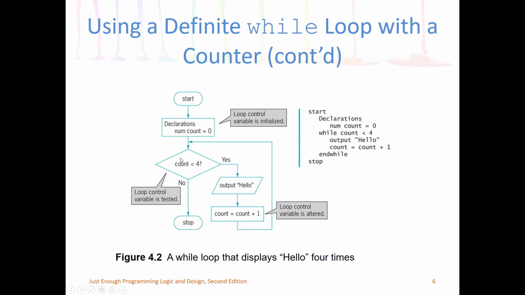So it comes back up here, asks the question again. Is count less than 4? Yes, 1 is less than 4, so that's true. Comes over here, does this, increments count again. Now what's the value of count? It's 2.